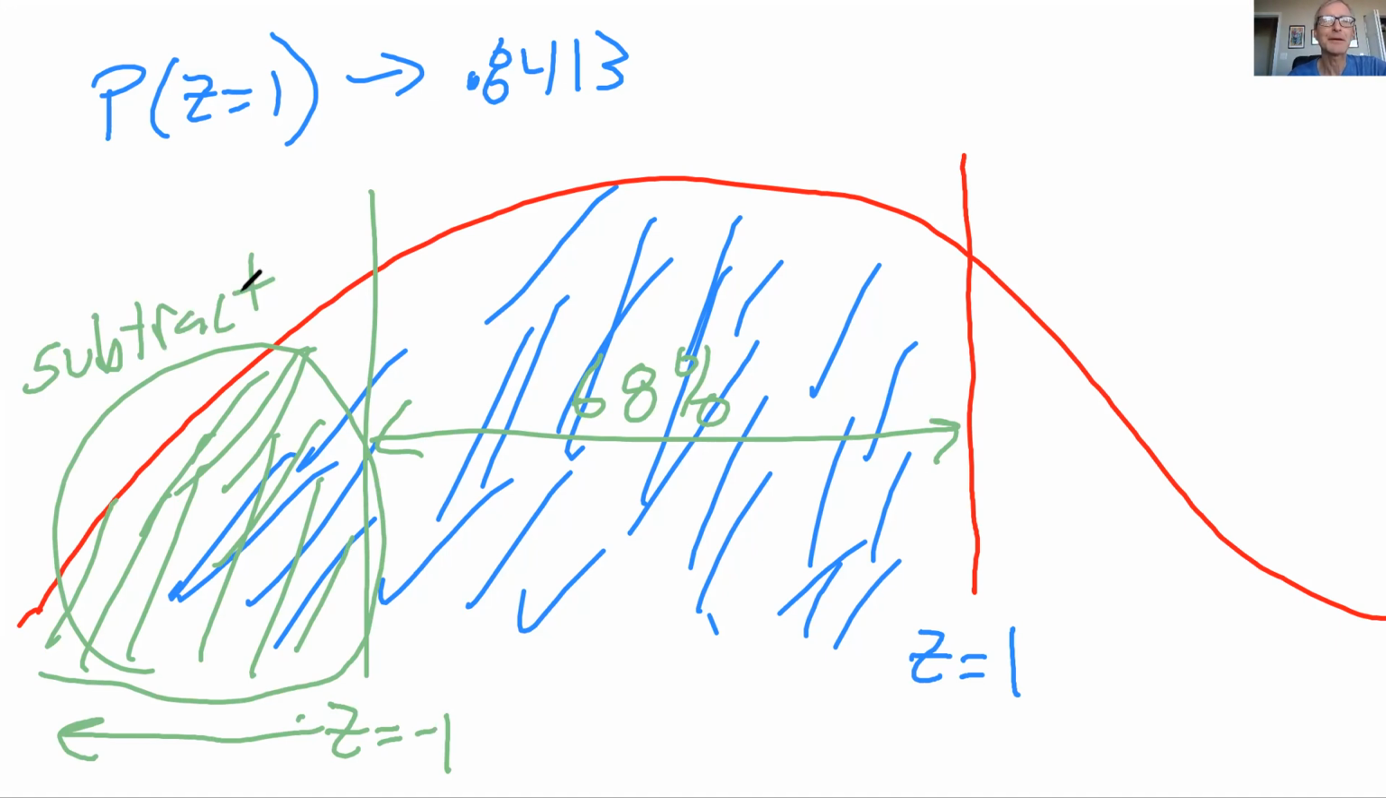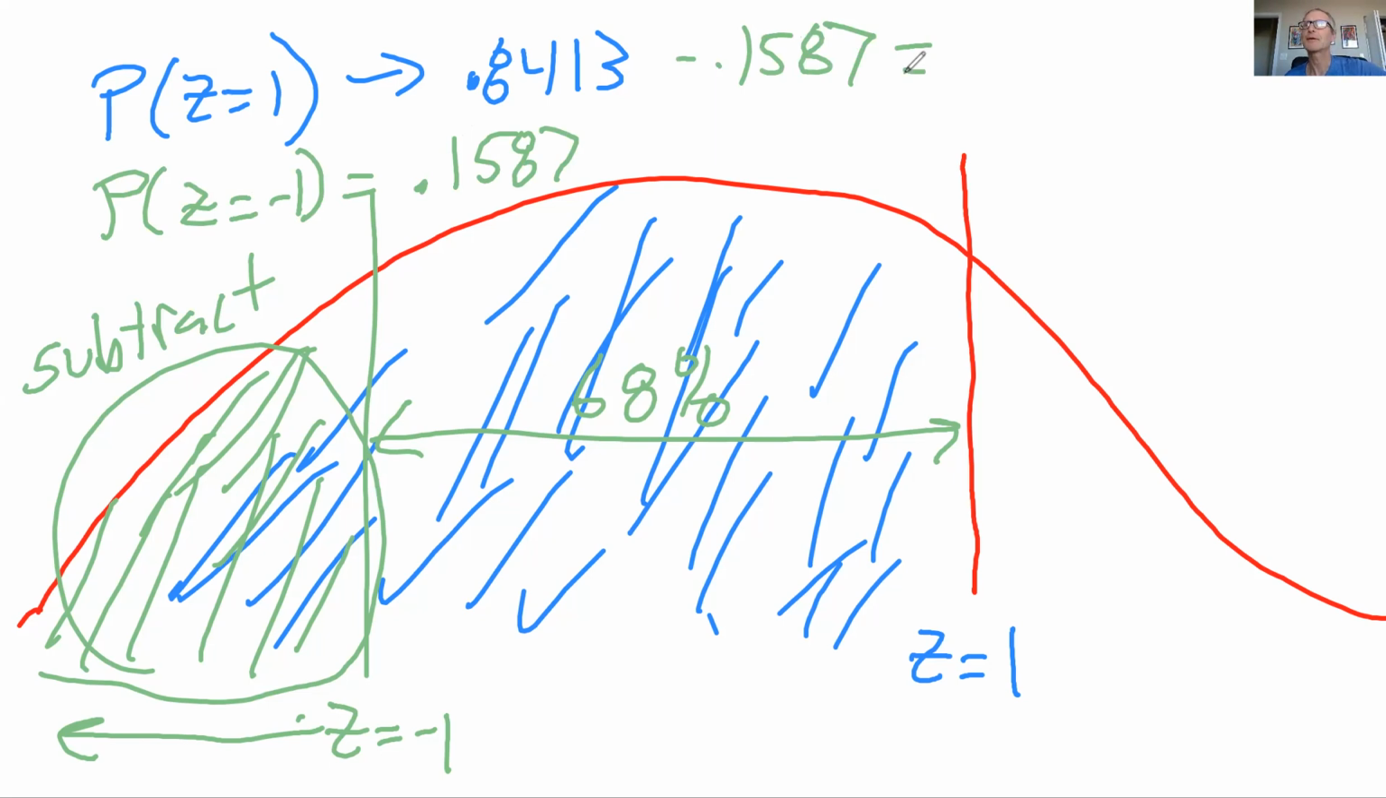And so the idea is that if you read P of Z equals -1 from the chart, and I'll just look at it real quick here, that would be 0.1587. And so if you subtract these two, and you did that calculation, you should get your 68%. So let me do that, 8413 minus 1587, and you see you get 68.26.